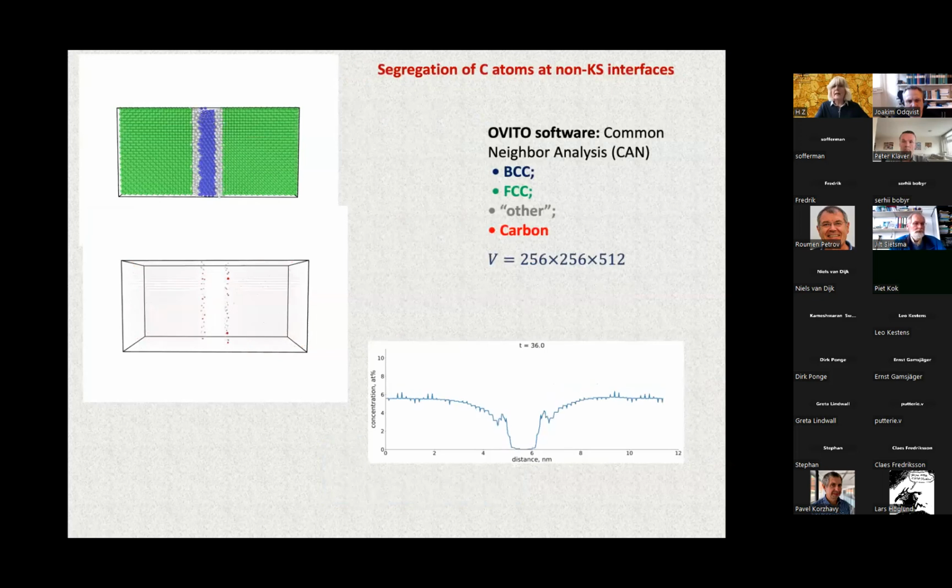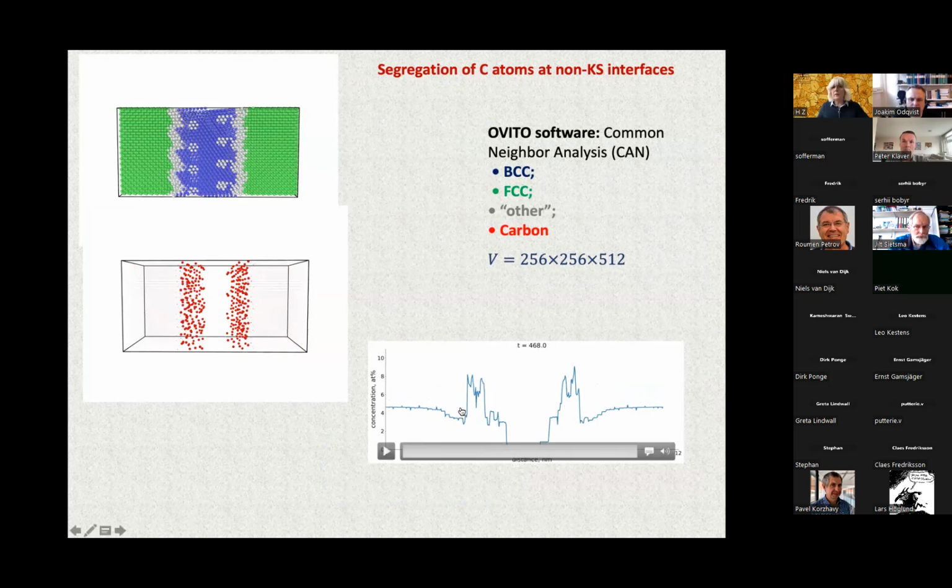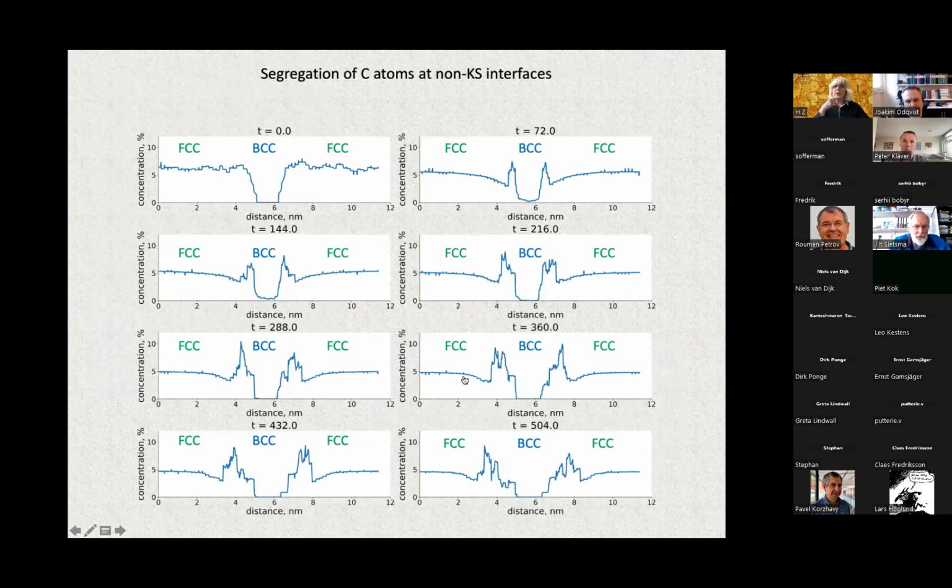And in this case, we studied the segregation phenomena at the FCC-BCC grain boundary. This is a non-Kurdjumov-Sachs orientation relation. You can see that progressively we have the enrichment of carbon atoms around this interface. It goes up to approximately 10%. This is just a map at different time scales. So we see that in the beginning it's around 6, and in the end we obtain up to 10.